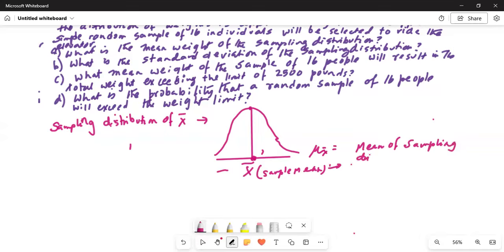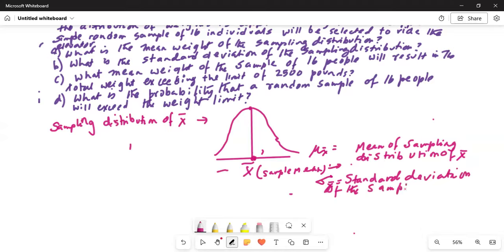And sigma x bar is the standard deviation of the sampling distribution.